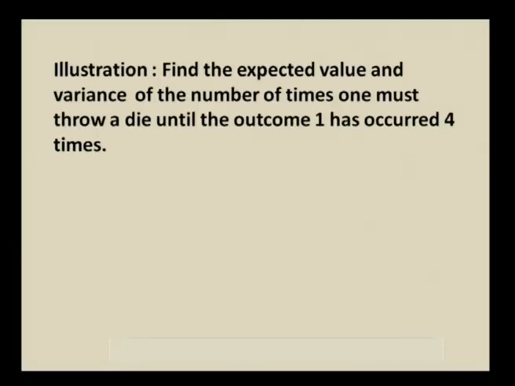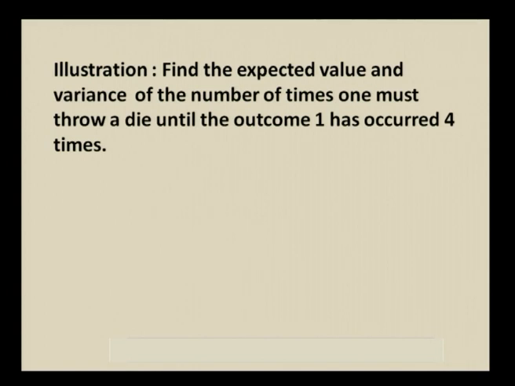Welcome after the break. Earlier to the break we have been discussing the discrete distribution, that is negative binomial distribution. Probability mass function was discussed, 2 forms of PMFs have been given and also moment generating function, mean and variance have been discussed. Next we shall discuss some examples where you can understand the concept of negative binomial distribution a little further. That is, find the expected value and variance of the number of times one must throw a die until the outcome 1 has occurred 4 times.